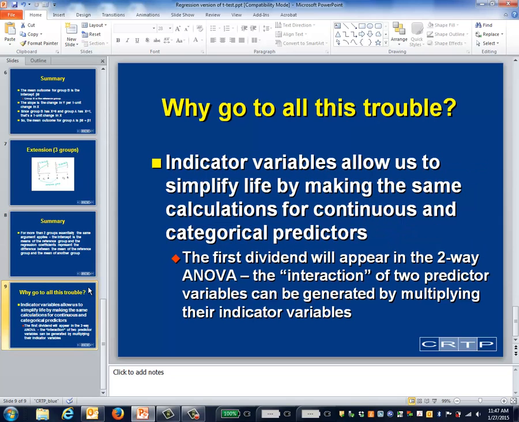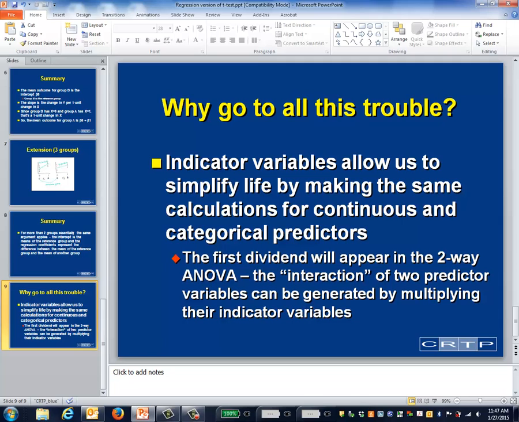Which of course still raises the question, okay, so all of this works, but why in the world should I go to all this trouble? The main reason is that indicator variables allow us to unify the treatment of continuous and categorical predictors. For example, when we begin to consider analysis strategy for models with lots of predictors, we don't have to derive different strategies for different types of predictor variables.